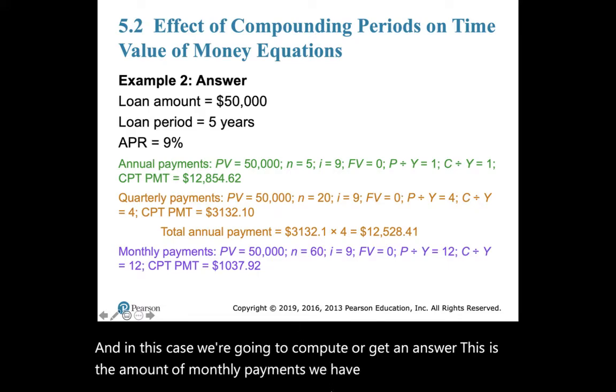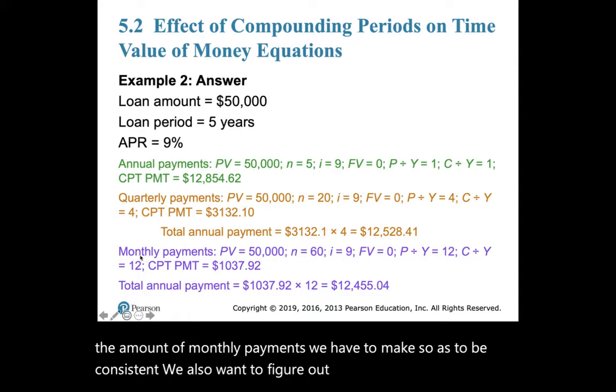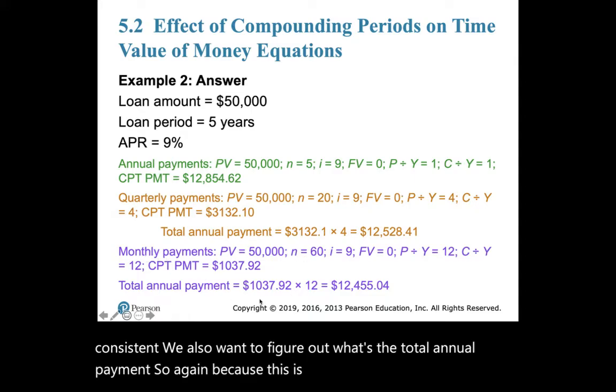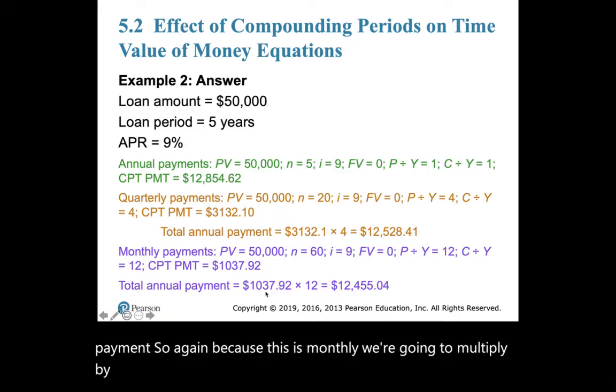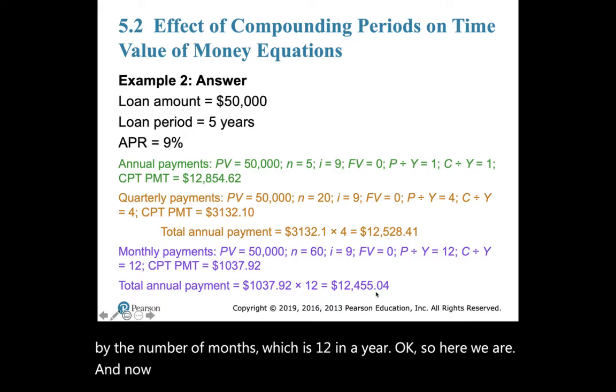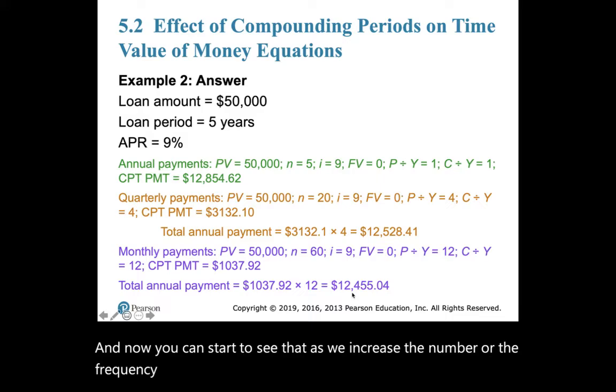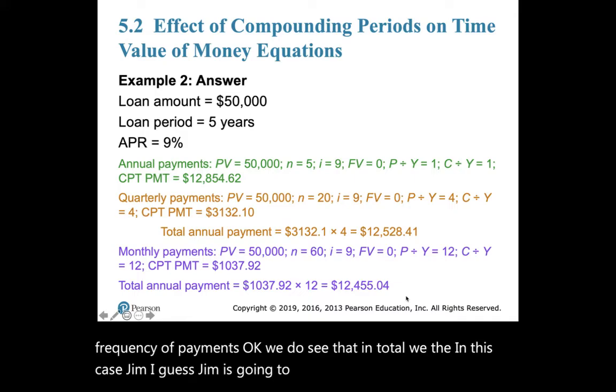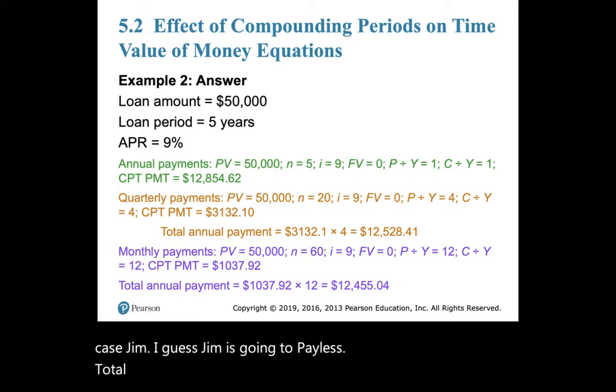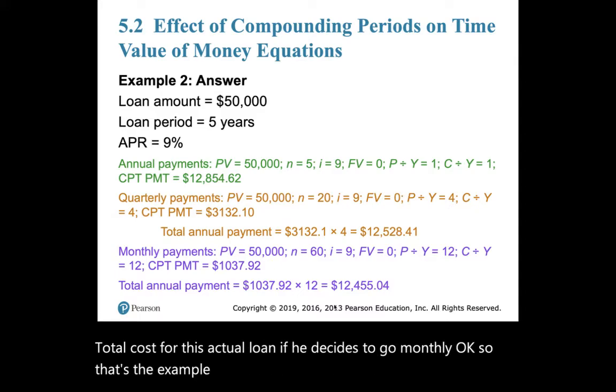So as to be consistent, we also want to figure out what's the total annual payment. Because this is monthly, we're going to multiply by the number of months, which is 12 in a year. So here we are. And now you can start to see that as we increase the frequency of payments, in total Jim is going to pay less total cost for this actual loan if he decides to go monthly.